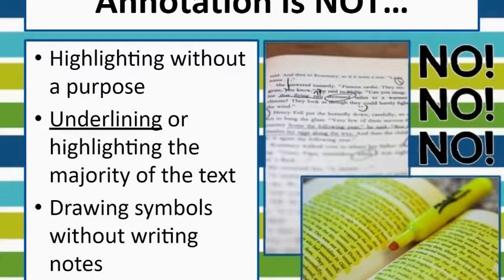Annotation is not just highlighting without a purpose. If you're highlighting random things, you're not annotating. If you just randomly underline or highlight the majority of the text, that's not annotating either. And if you just draw symbols without writing or meaning, then that's not annotating as well.